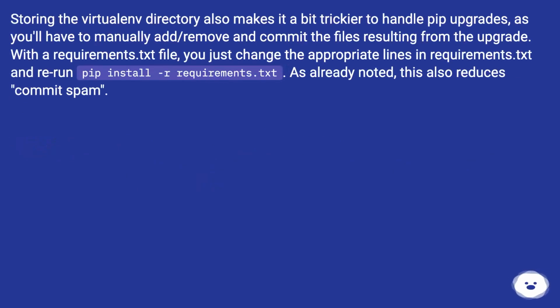Storing the Virtualenv directory also makes it a bit trickier to handle pip upgrades, as you'll have to manually add/remove and commit the files resulting from the upgrade. With a requirements.txt file, you just change the appropriate lines in requirements.txt and rerun pip install -r requirements.txt. As already noted, this also reduces commit spam.